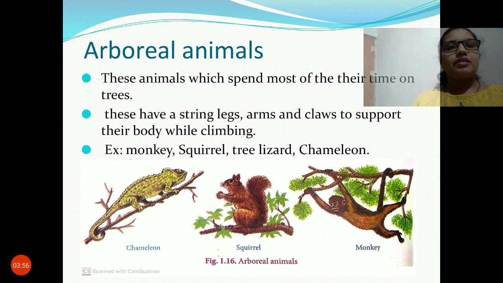Since they live on the tree, they must have some special body characters such as strong legs and claws. Claws means sharp nails. It will help the animal to hold a branch of a tree. Okay, these are the main special body parts.